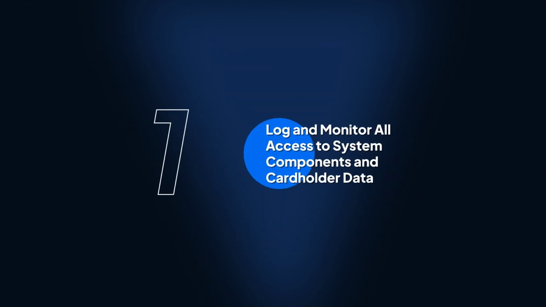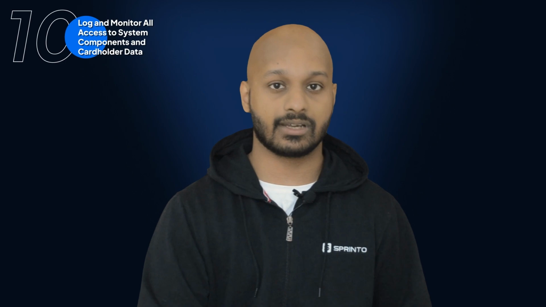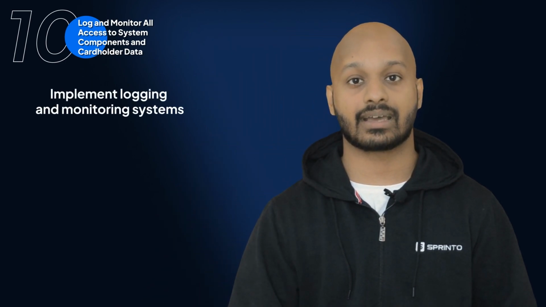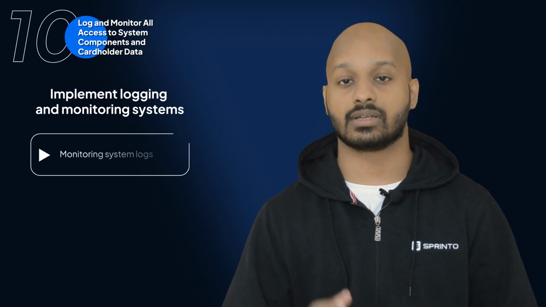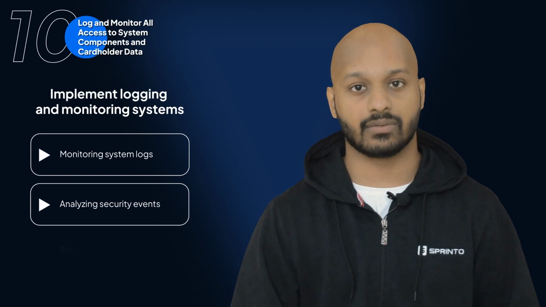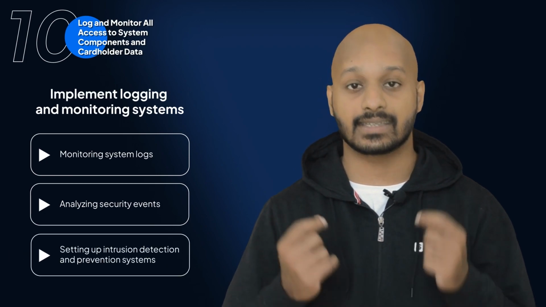10. Log and monitor all access to system components and cardholder data. Making sure everything is accounted for is as important in financial compliance as it is in security. Implementing logging and monitoring systems to track and record all access to network resources and cardholder data by monitoring system logs, analyzing security events, and setting up intrusion detection and prevention systems is key.